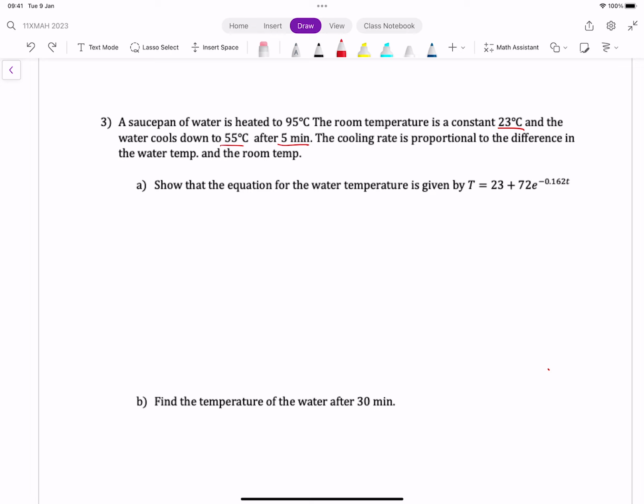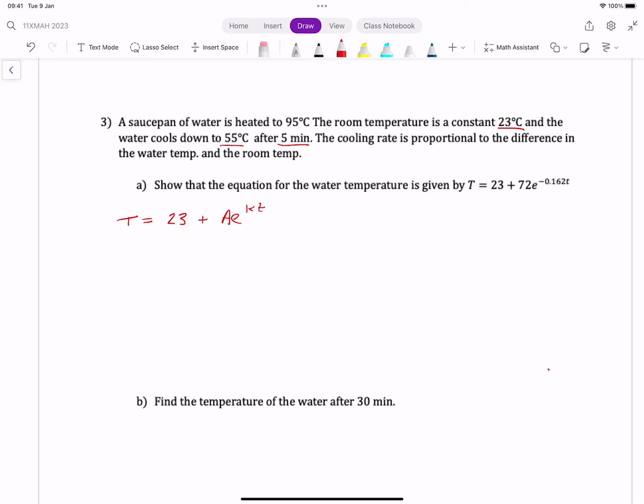We've got to show that the water temperature equation is T equals 23 + 72e^(−0.162t). So inherently, T is going to be equal to, we're only allowed to say our room temperature. That 23 is given, that's my room temperature. That's always the thing that's added on by itself, the room temperature or the environment temperature, plus e to the minus kt, or e to the kt, pardon me.